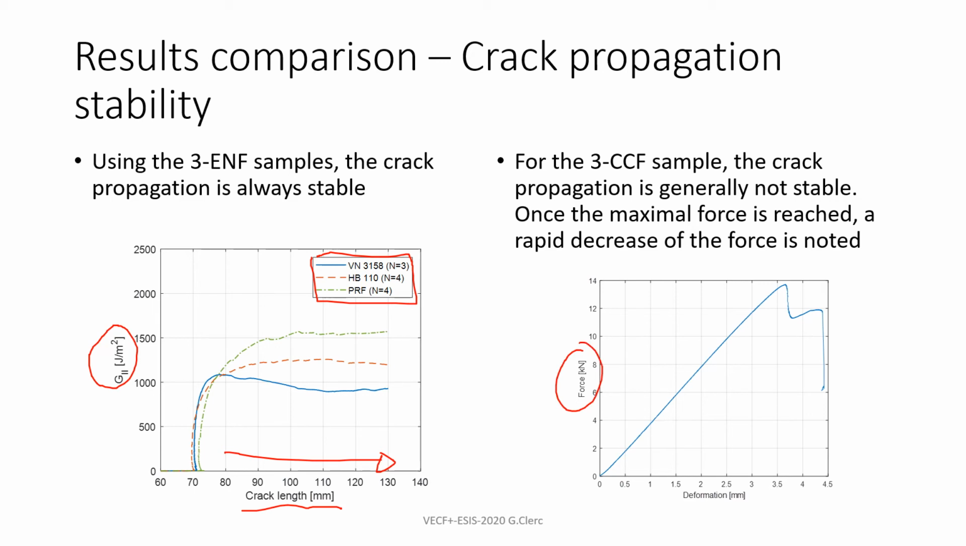Here we have the force and not the fracture toughness, and here we have the deformation. So we see that the force is growing, and it reaches a maximal force here, and then suddenly it decreases until complete rupture of the sample, and that's an example of an unstable crack propagation.